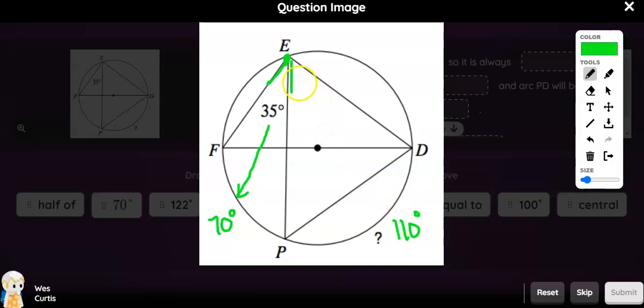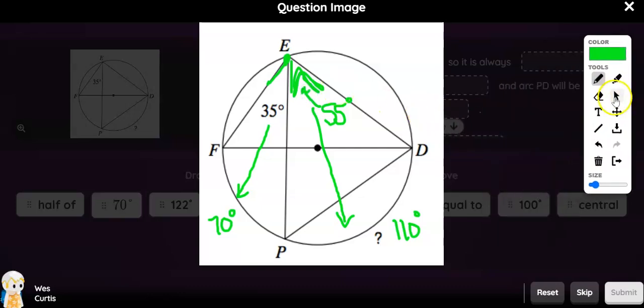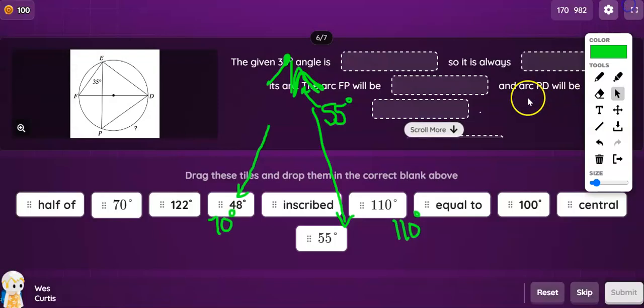Last but not least, you're asked about this angle up here, which is opening up this way. It's opening up to the 110. And it's an inscribed angle. Inscribed angles are always half, so this angle up here is 55 degrees. Probably should have drawn that as I was saying it.